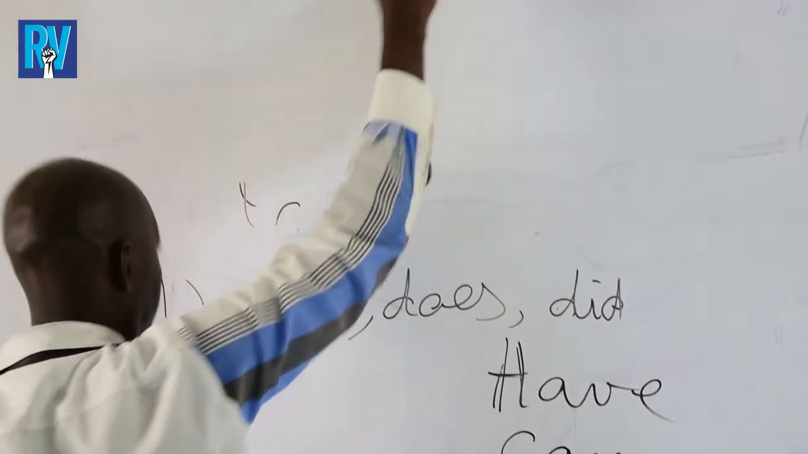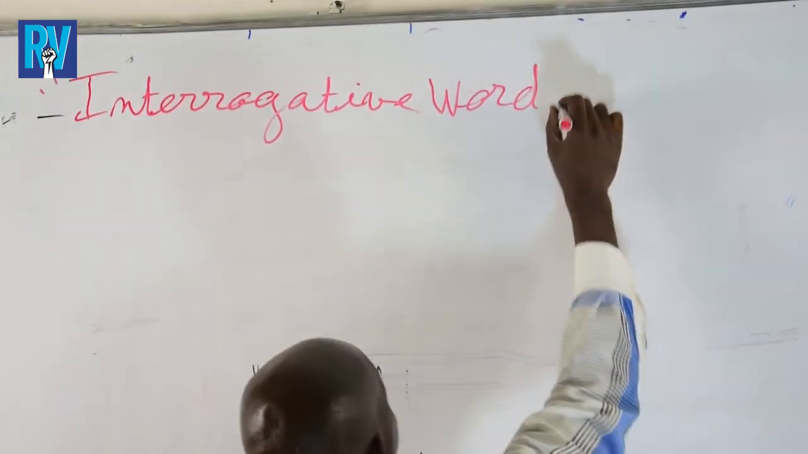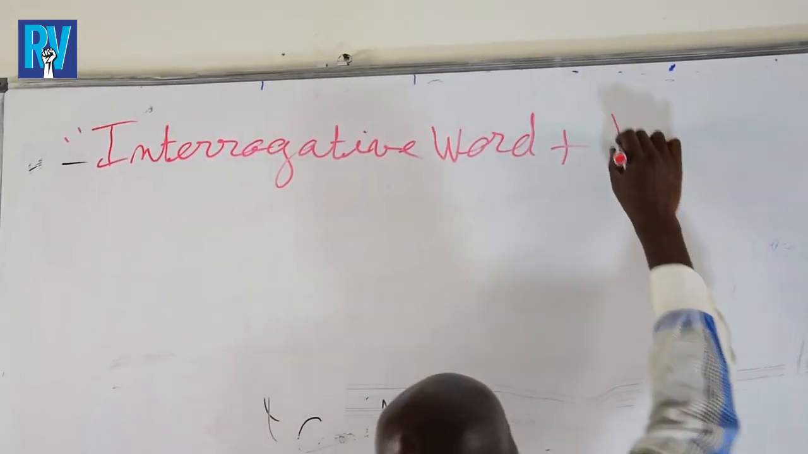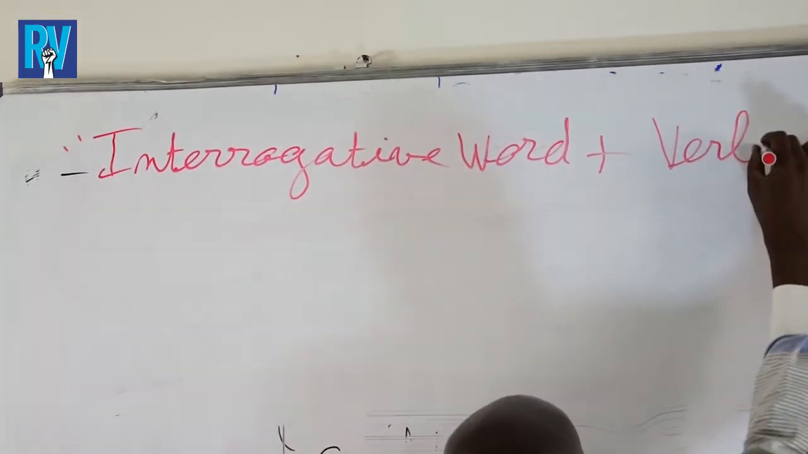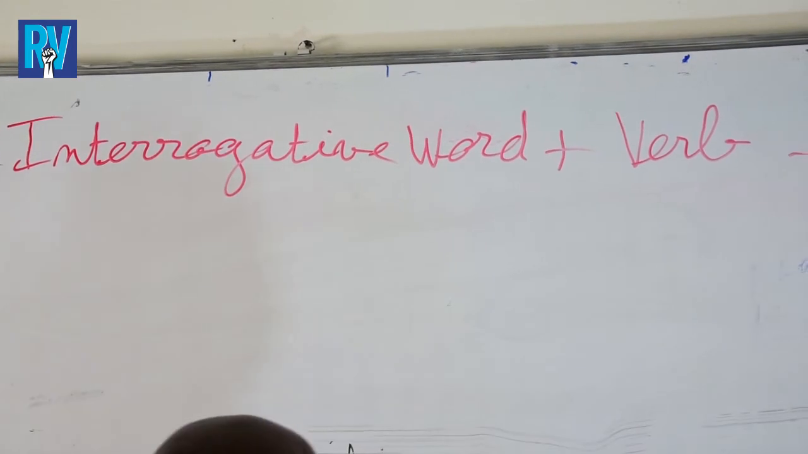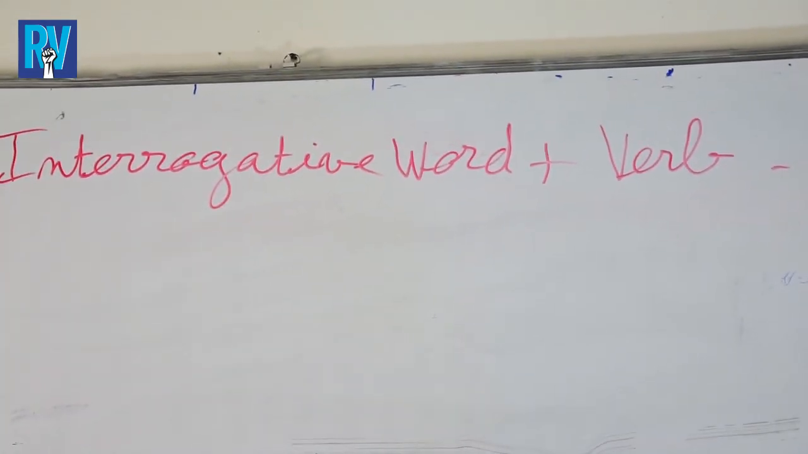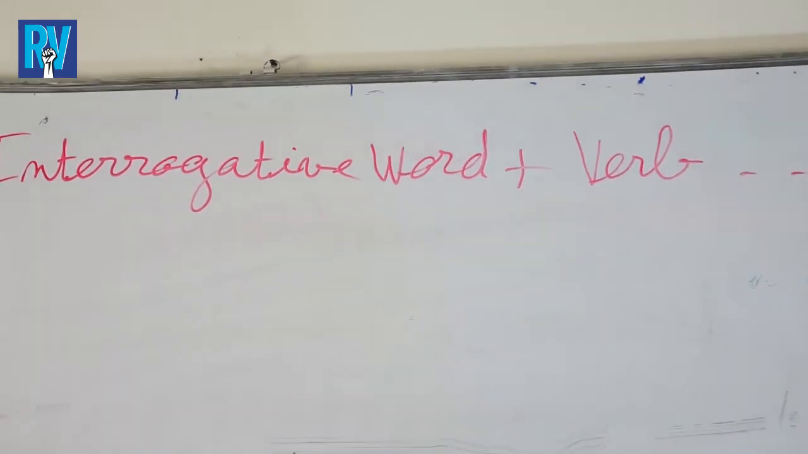Interrogative word. Mot interrogatif. Directly followed by the verb. Directement suivi du verbe. Mot interrogatif directement suivi du verbe. Exemple.